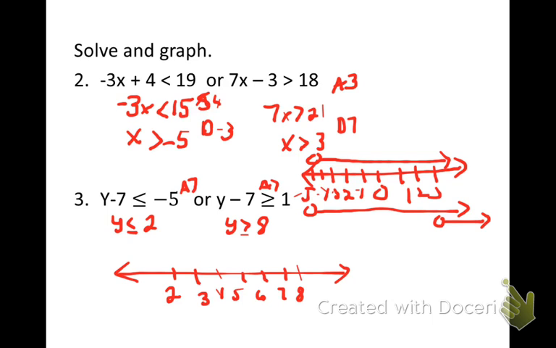Less than or equal to 2 includes 2, so you want a colored in dot on the 2. And go this direction. Greater than or equal to 8 includes 8, and then goes this direction. So again, your solution, where these unite, if you put these together, is going to really be the same thing. So it looks like that.